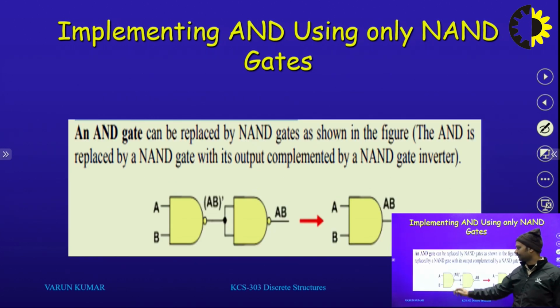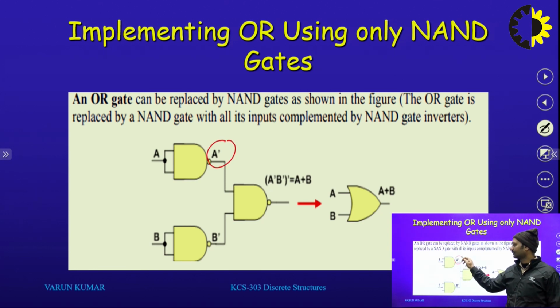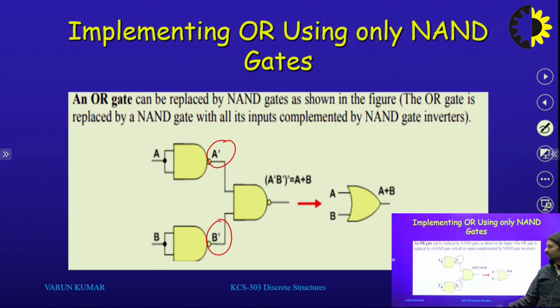If we connect A and B, the NAND gate output is AB dash, then with another NOT gate configuration it becomes AB again. It behaves like an AND gate. And this is for the OR gate. We input A, we get A dash, we input B, then we get B dash, and we supply these to the NAND gate, that becomes A plus B. It means the NAND gate works as an AND gate, OR gate and NOT gate.